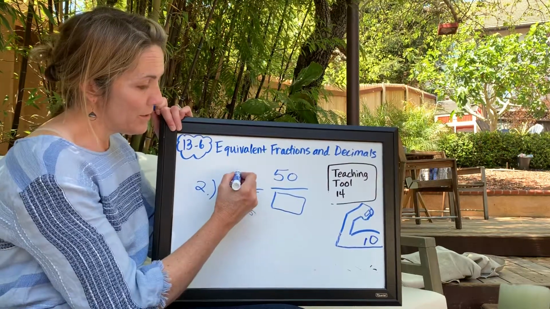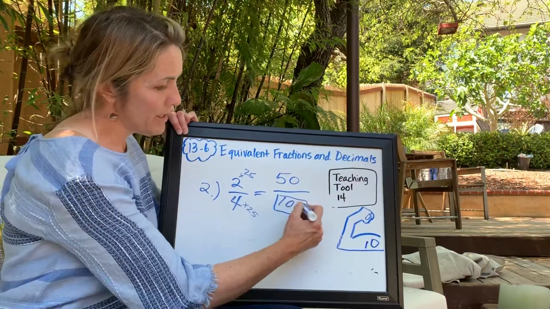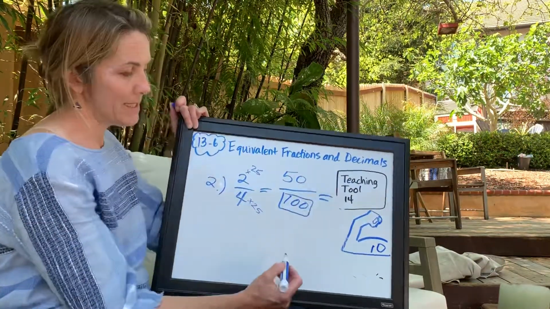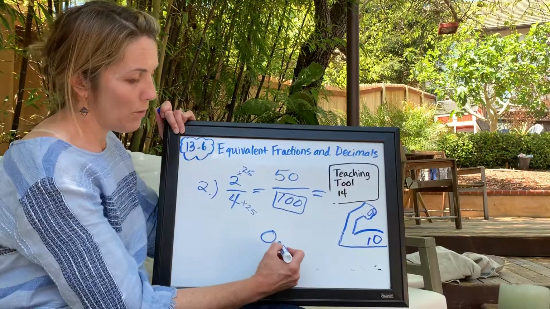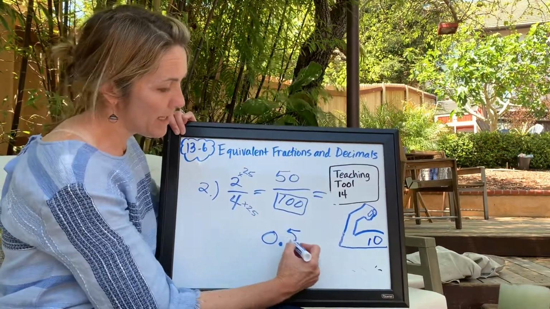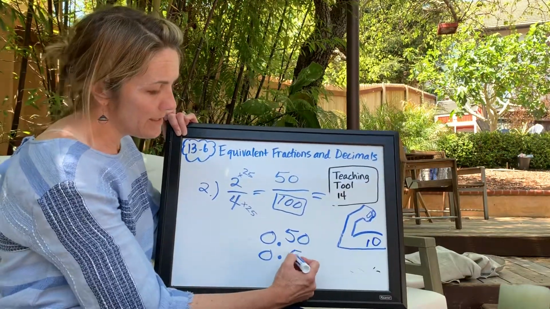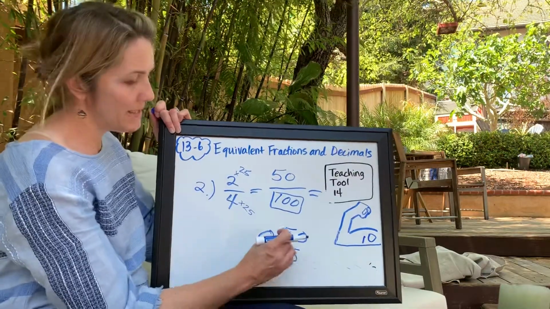Look what they did up here. 2 times 25. Yep, that gave you 50. We know that this is going to be 100. Written as a decimal, 0 point, because there's no whole number, and 50 hundredths could be written like this, or believe it or not, this is the same thing. 5/10 is the same as 50 hundredths.